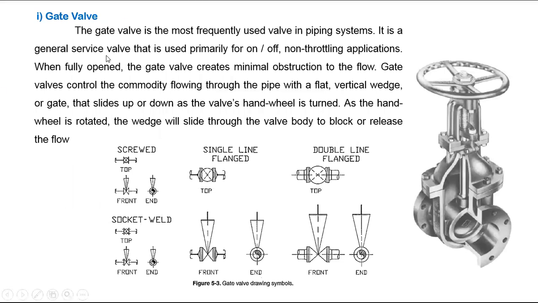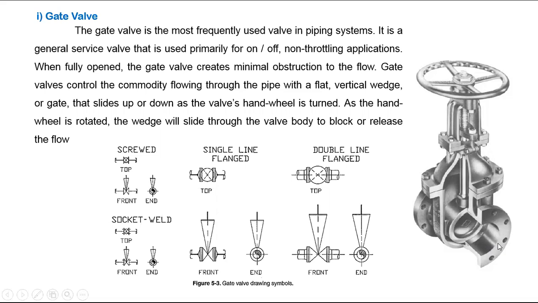What is gate valve? The gate valve is the most frequently used valve in piping systems. This is a general service valve that is used primarily for on-off, non-throttling applications. When fully opened, the gate valve creates minimal obstruction to the flow. Minimal obstruction to the flow means if you are rotating the wheel, that gate will go in an upward direction. If you turn fully up to the top, the gate fully opens. The bore will open fully.